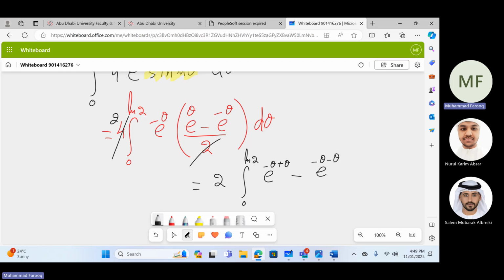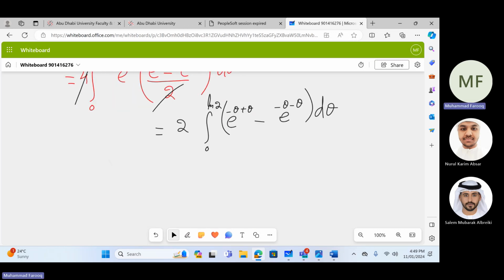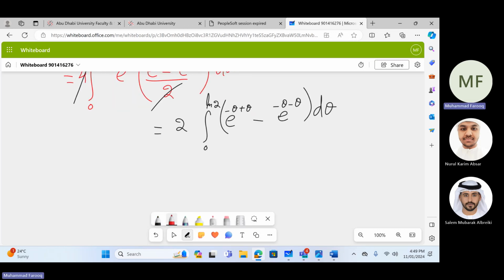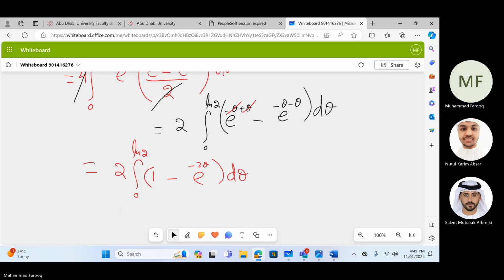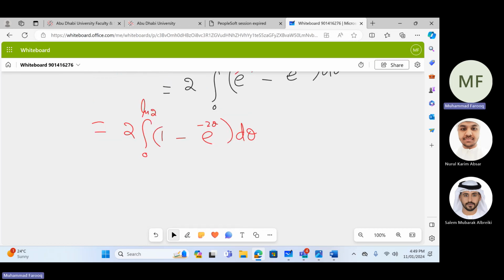Okay, so now we have here 2 times integrate 0 to ln 2. This is gone, E power 0 is 1. Very good. Minus E power minus theta minus 2 theta, and here's d theta. Please distribute 1 by 1.